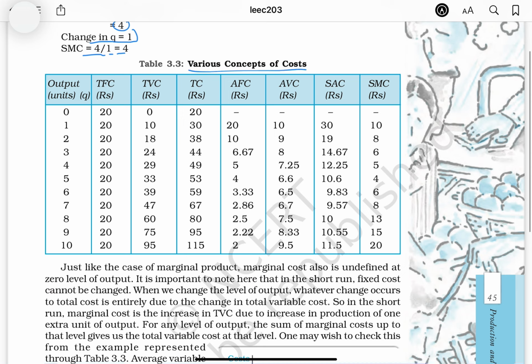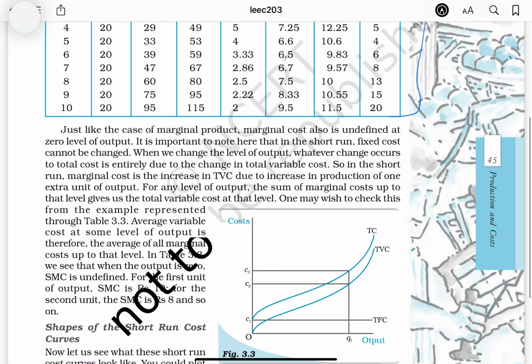Various concepts of cost. Output units 0, TFC 20, TVC 0, TC 20, and all these values will be put together in table form once we work out all the values. Just like the case of marginal product, marginal cost also is undefined at zero level of output.